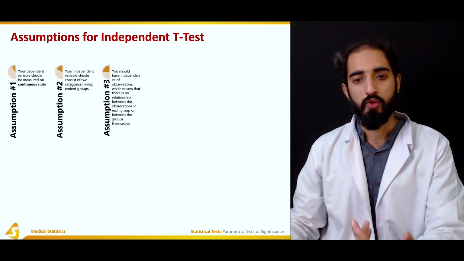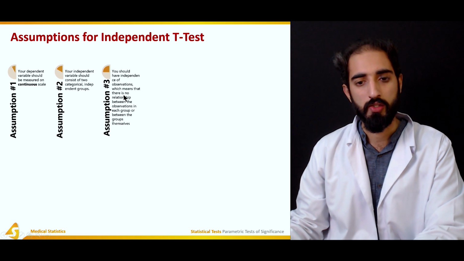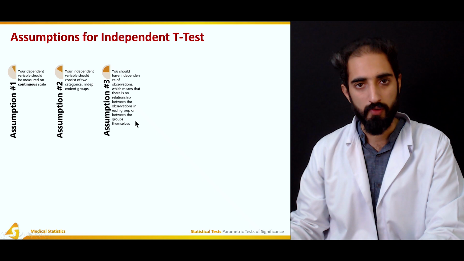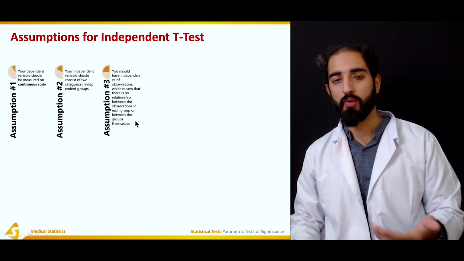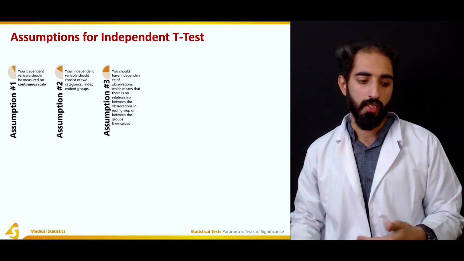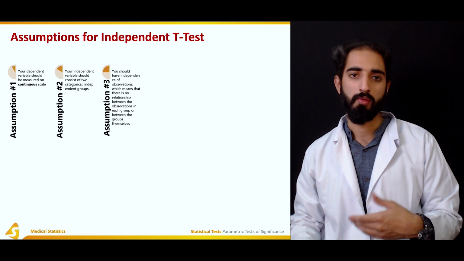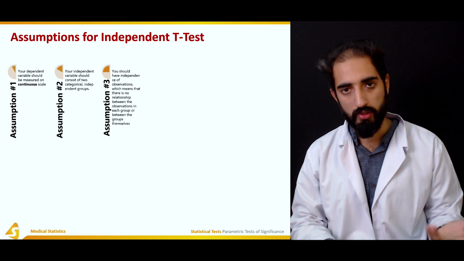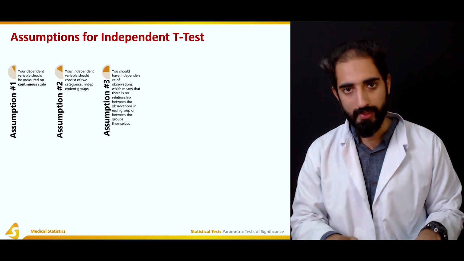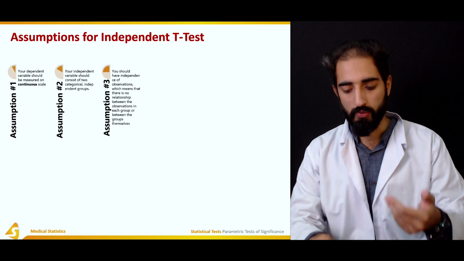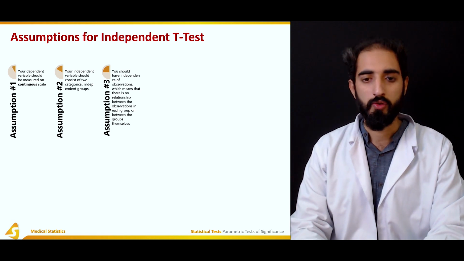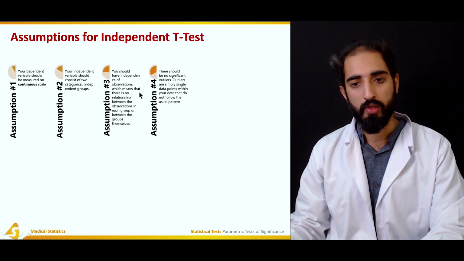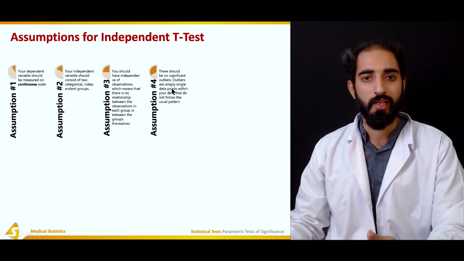Assumption number three: you should have independence of observations, which means that there is no relationship between the observations in each group or between the groups themselves. For example, if the value of pain is increasing in one group, it should not necessarily increase in the other group as well. There is no association between the two groups. The observations are independent, and there should be no significant outliers, because outliers can change the data.